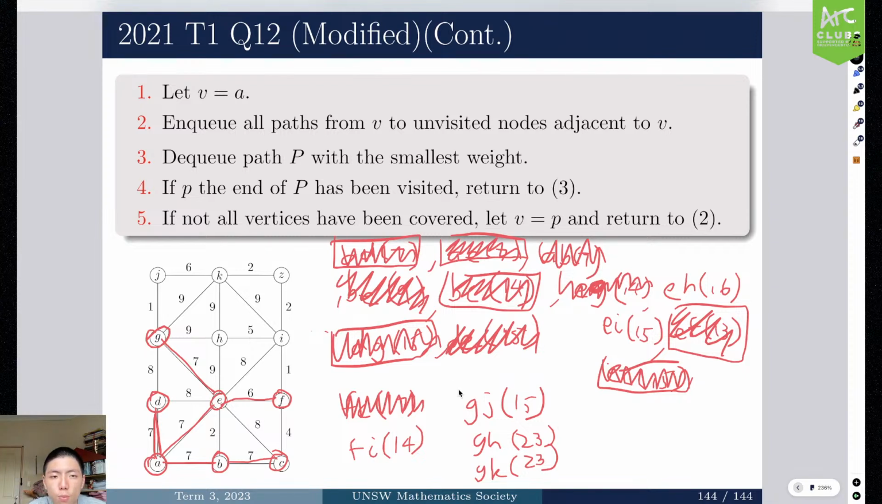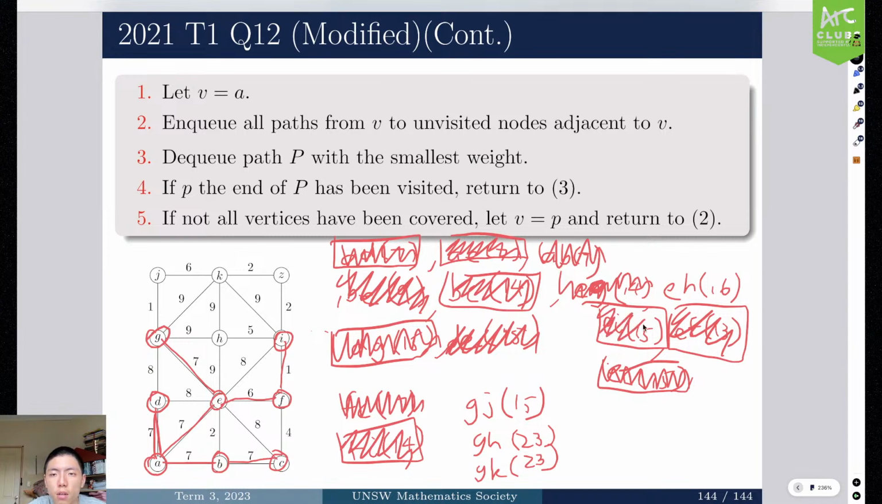So once again, I'm looking at the smallest numbers here, and I find that FI with the number of 14 is the smallest number. So I'll go straight from F to I with that 14. Once I've figured out a way to go from F to I for a cheaper length, for A to I is 14, then I can get rid of the E to I because I know that I've already reached I using a cheaper method.